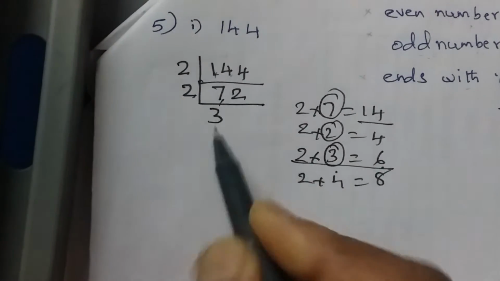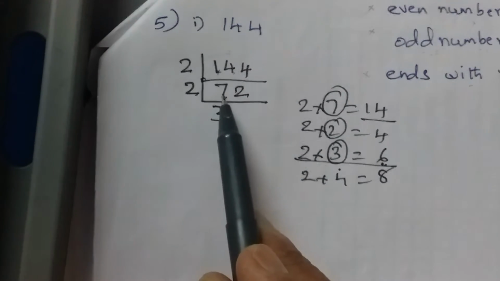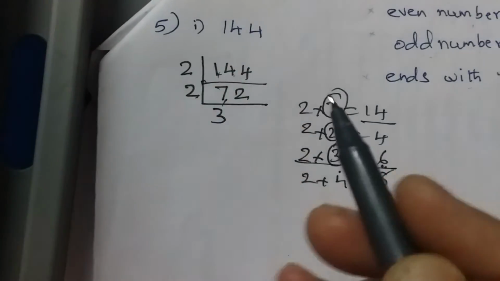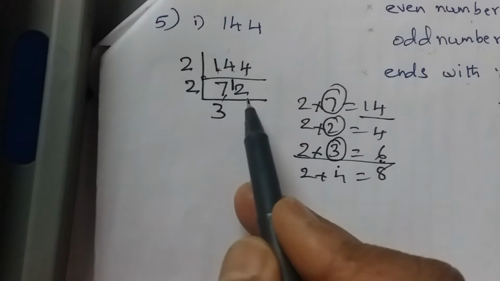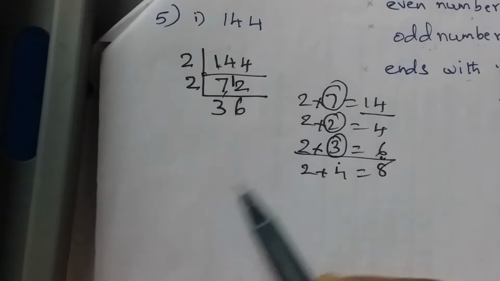So write 3 here. 2 threes are 6. After 6, count till 7. That is the remainder. After 6, 7. How many fingers? 1 is the remainder. You carry it with 2. Now it has become 12. So till 12 comes in the 2 table. Yes, it is 2 sixes are 12.